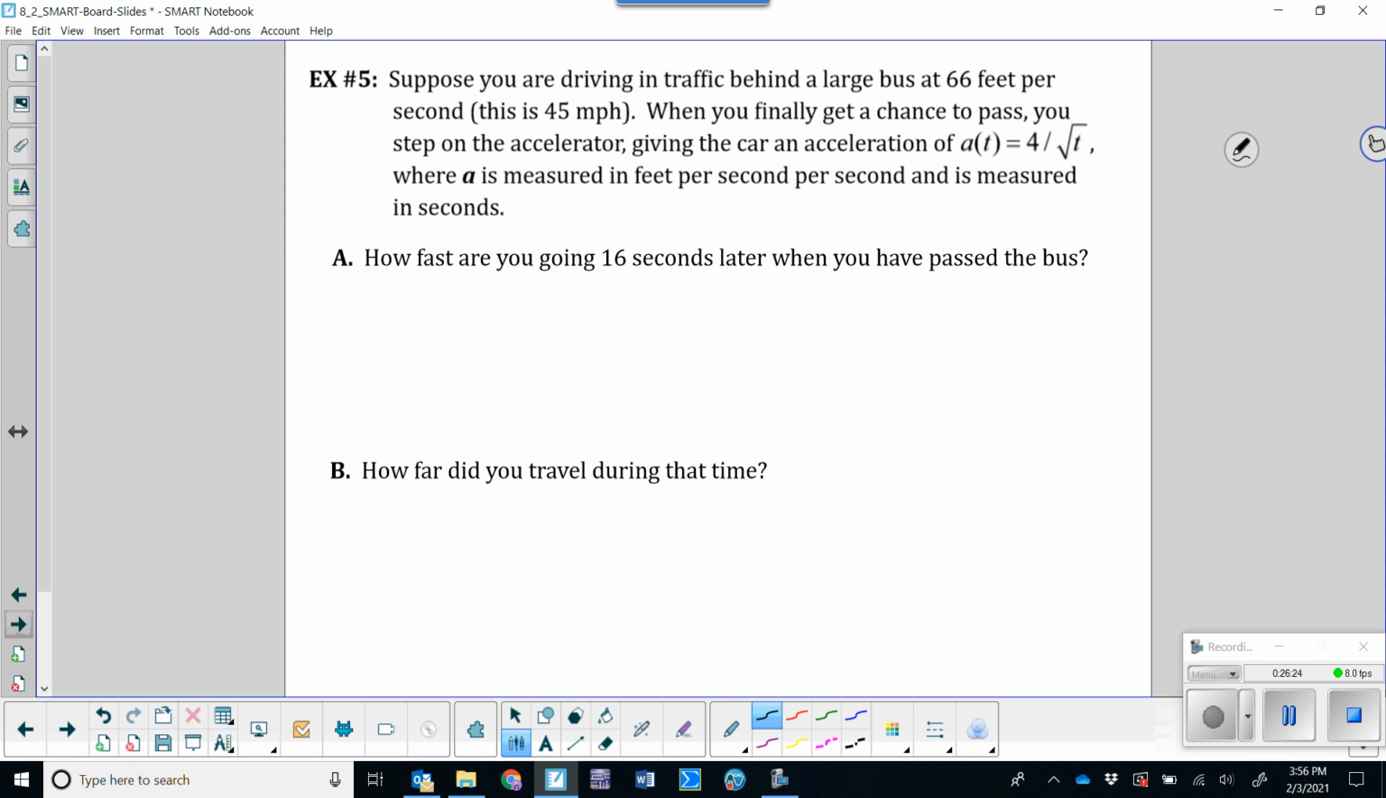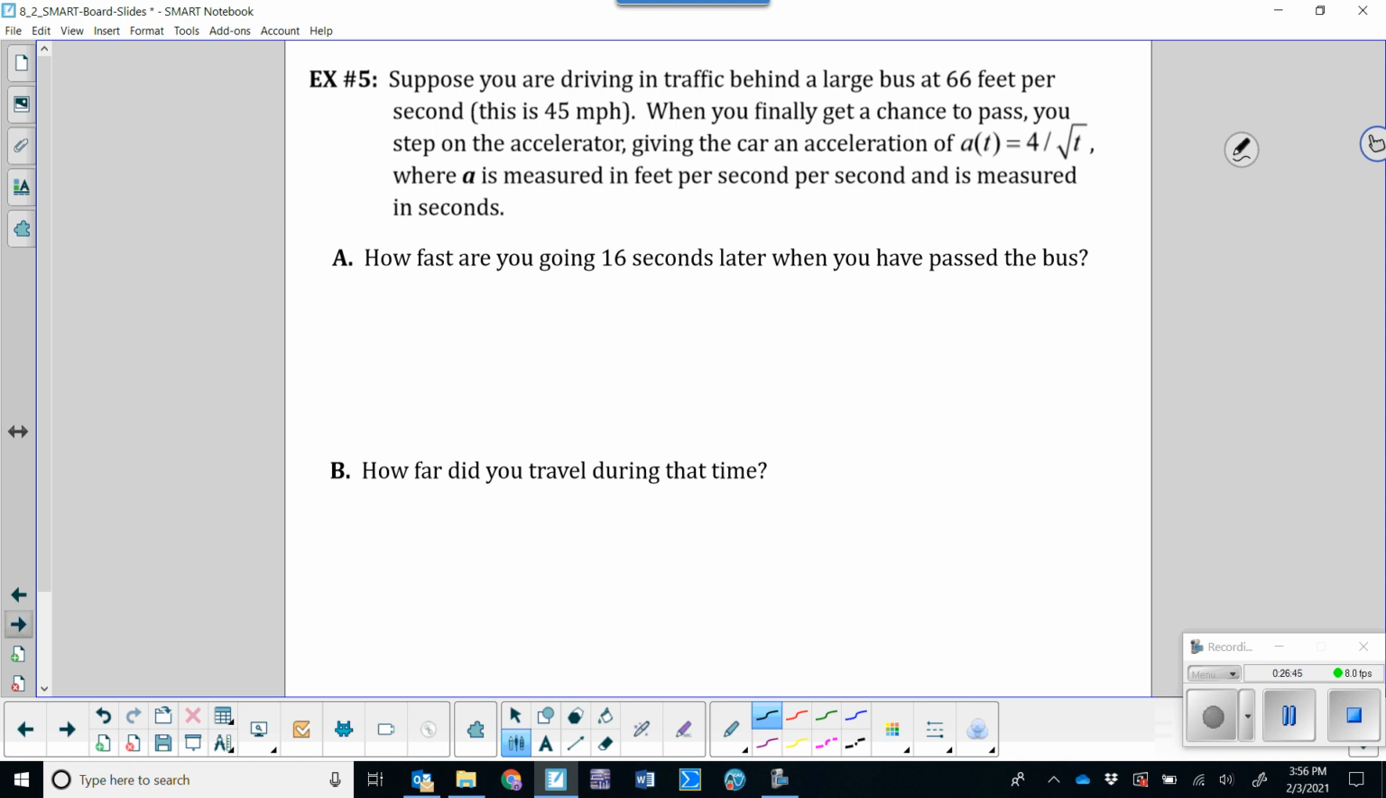Okay, so let's take a little bit of a different type of example. Suppose you're driving behind a large bus at 66 feet per second, which is 45 miles an hour. You finally get a chance to pass them, so you step on the accelerator, and so you get this acceleration, 4 over the square root of t.